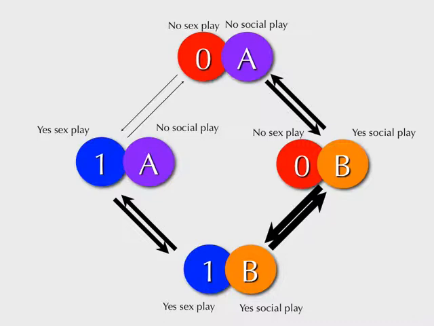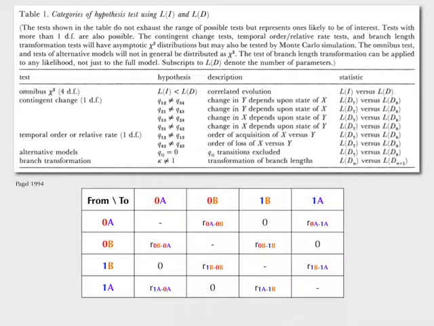And here's that Pagel approach I was talking about, right? Where we have the omnibus test, and you compare one model to a different model, and we have the contingent change and the temporal order test. All it is, is different ways of restricting these matrices and seeing if the likelihood is better or worse. Likelihood ratio tests. So that's definitely something you know how to do, right? And yet this has been tremendously influential.